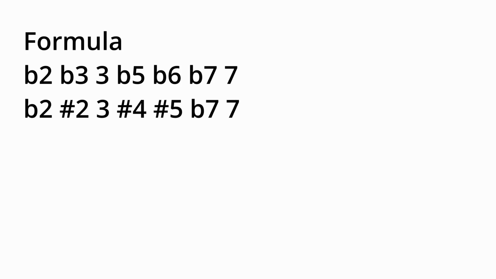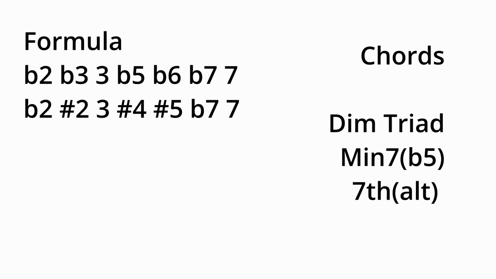So again, let's take a quick look at the formula and the different chords that we can build from there. We have a diminished triad, a minor 7 flat 5 arpeggio or chord. We also have a dominant 7 altered chord.